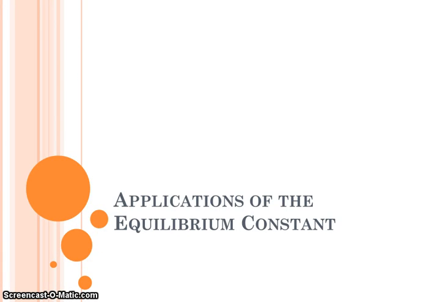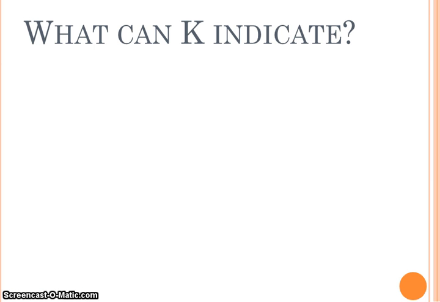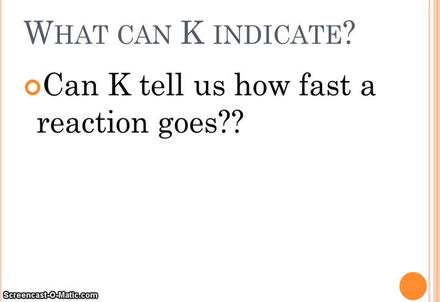Applications of an equilibrium constant. What can K, or our equilibrium constant, tell us about a particular system? Can K tell us how fast a reaction goes? No, that deals with chemical kinetics. But when we talk about K, it does tell us how far the reaction will proceed to the right before equilibrium is established.